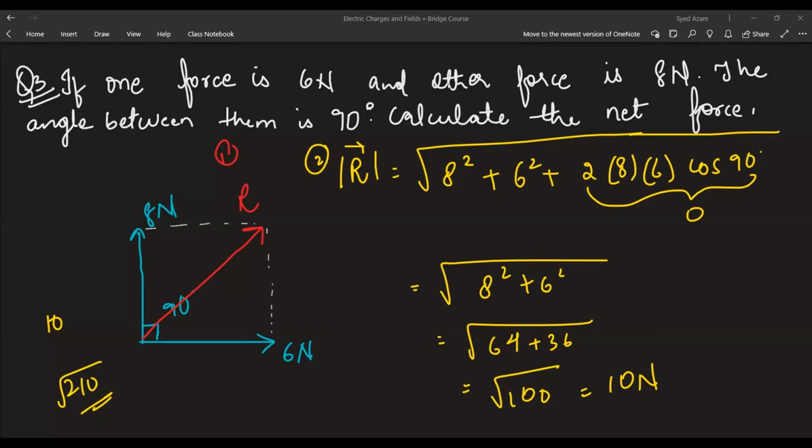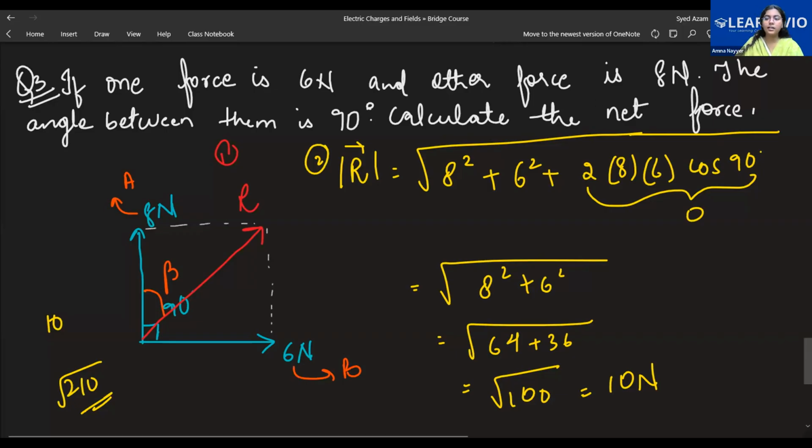Ma'am, tan beta for me is 1. Tan beta is 1. How have you calculated? You have taken beta with which angle? With which vector? 6 or 8? 8. This is your beta. So this is your A. This is B. That's what we've studied. The angle nearer to the beta is taken as A.